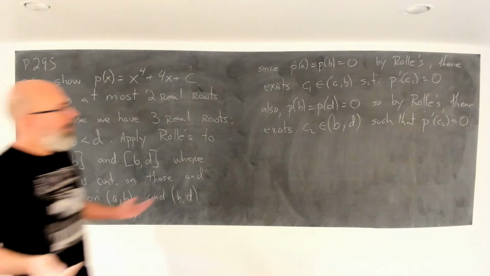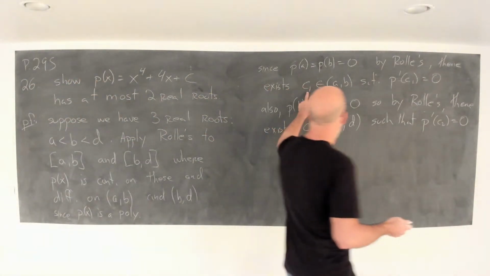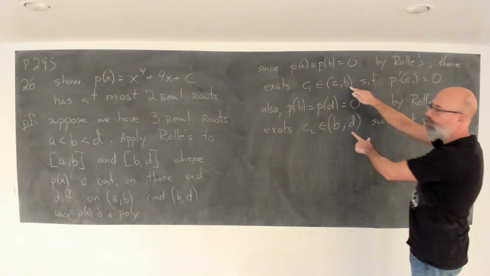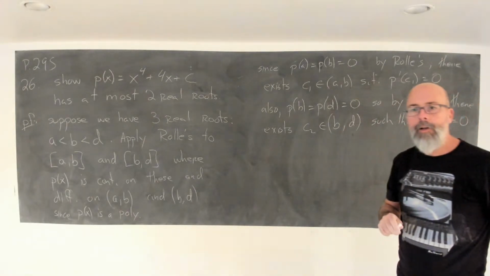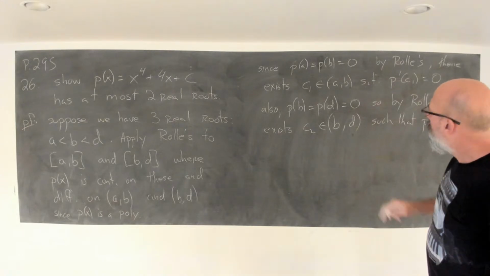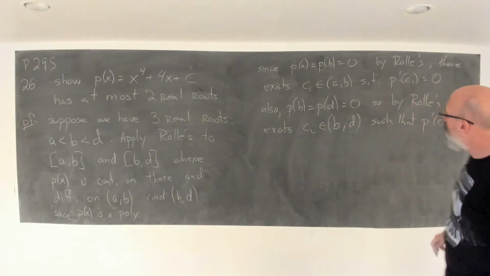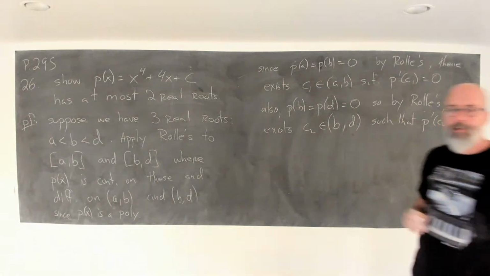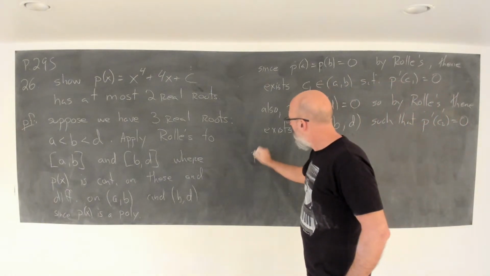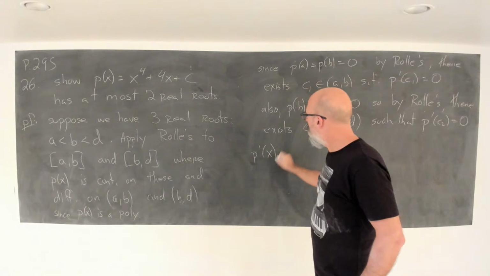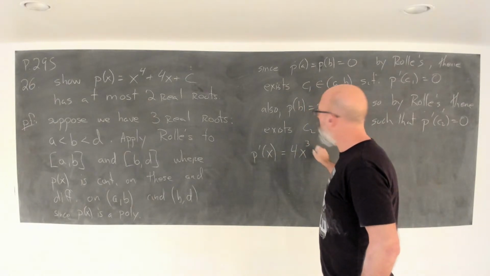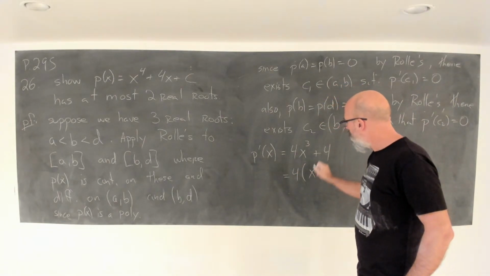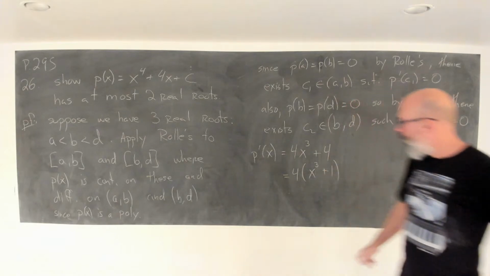All right, so you see, we have 2 values, C1 and C2, 2 different values, right? Because these intervals do not overlap. So we have 2 points, C1 and C2, where the derivatives are 0. Well, what is the derivative? P prime is what? It's 4x cubed plus 4, which factors as x cubed plus 1.